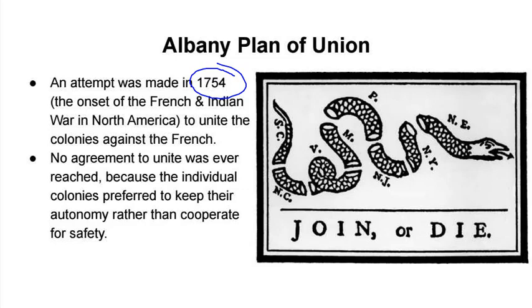So not only does this set the stage for the American Revolution, it also sets the stage for the heated debates that will eventually be had when writing the Constitution, because the autonomy piece, preferring autonomy to cooperation, is going to absolutely be referred to again when we cover the writing of the Constitution and the debates had at the Constitutional Convention.